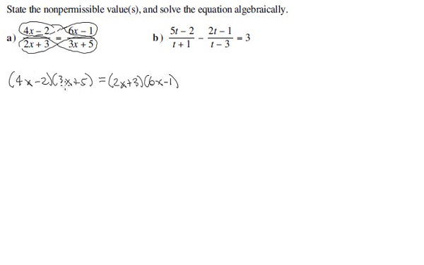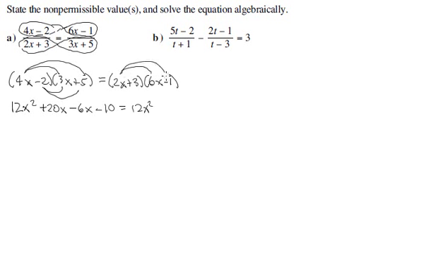If I FOIL both of these, I'll get a pair of quadratics. I can combine them into one quadratic, and then we'll see where we can go from there. So first, 4x times 3x. Outside, 4x times 5. Inside, minus 2 times 3x. Last, minus 2 times 5. Equals, first, 2x times 6x. Outside, 2x times negative 1. Inside, 3 times 6x. And last, 3 times negative 1.